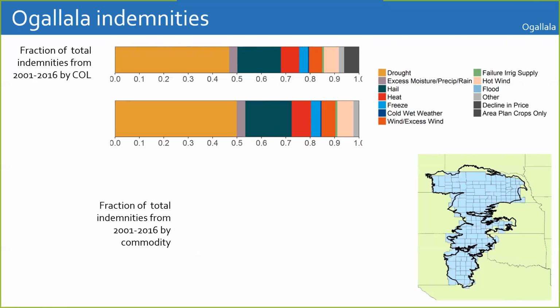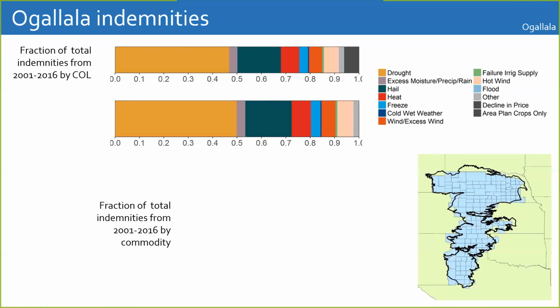And so here we look at, again, the fraction of total indemnities from 2001 to 2016 by cause of loss. This top bar shows the top 10 causes of loss, but also other causes of loss that we've excluded, including decline in price in the dark gray and also area plant crops only. And so what we're really looking at are around 95% of all of the causes of loss, which is what we call climate related in the second colored bar. So you can see here for climate related causes of loss, drought makes up 50% of all indemnities from 2001 to 2016 in the counties here in the blue in the bottom right figure.